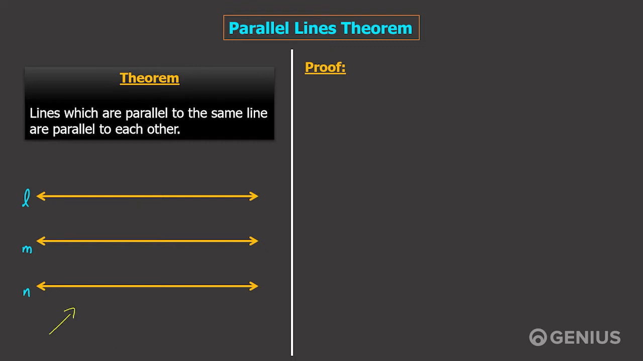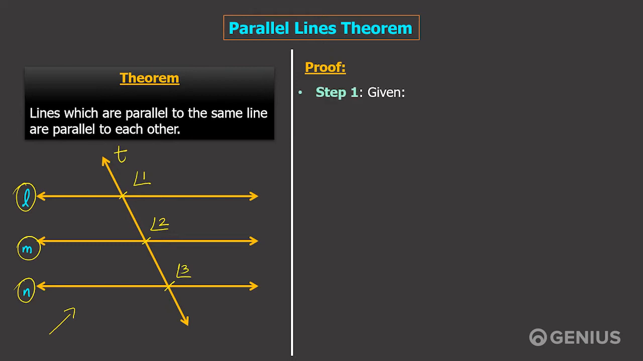Now let us draw a transversal T for the lines L, M and N. So this is the transversal. It intersects the three lines. So let this angle be 1, this here will be angle 2 and this will be angle 3. Now, step number 1.